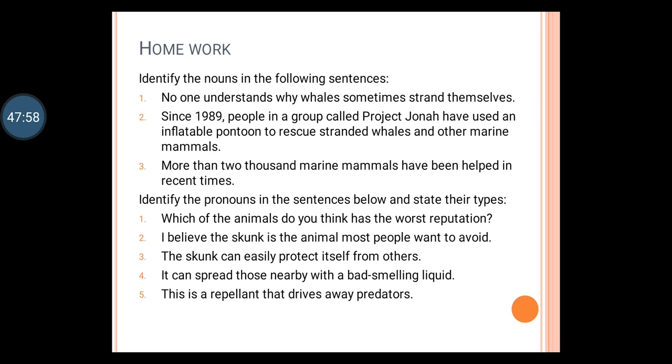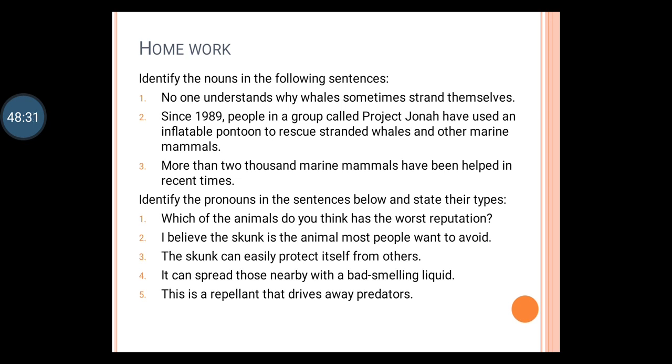Just identify. But the other part, I am saying identify the pronouns in the sentences below and state their types. So, if there is one pronoun in the sentence, identify it and then dash, you state its type. But you're not supposed to state the type in the first three questions on nouns. Note, I'll be looking for those who do not follow my instructions. So this is your homework.